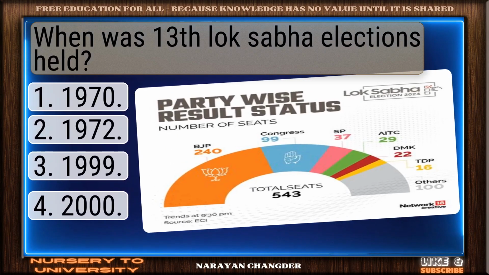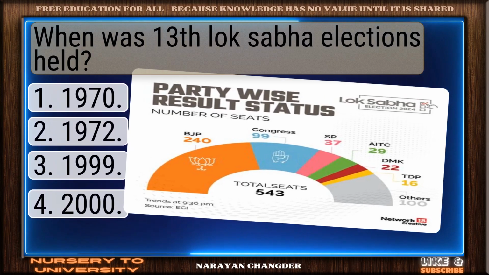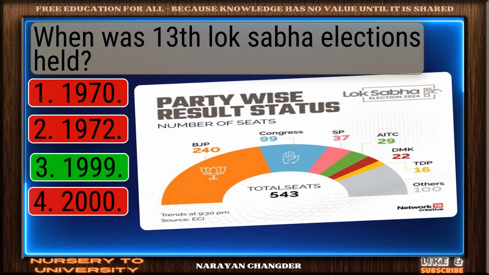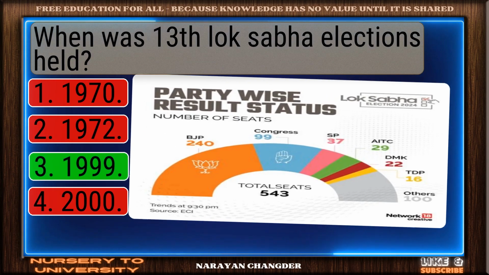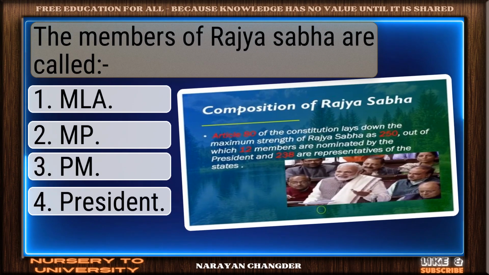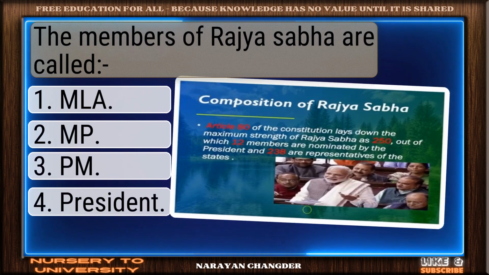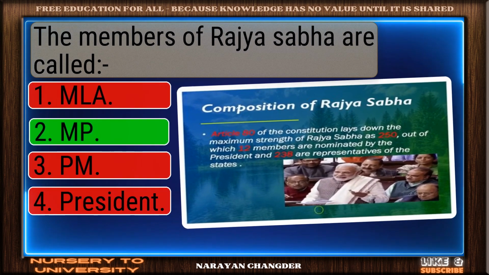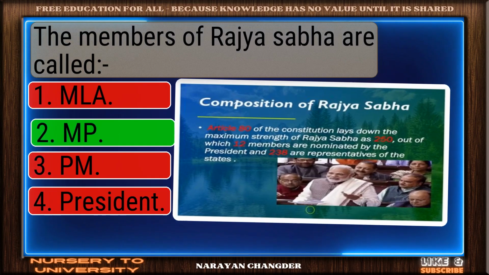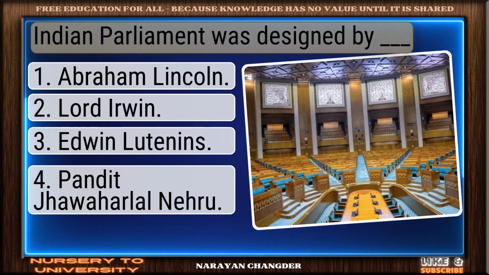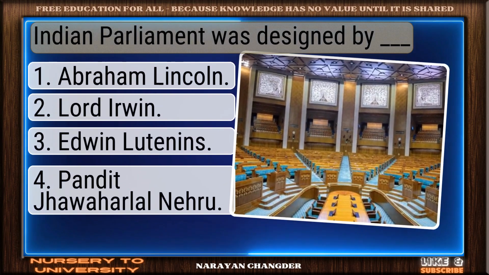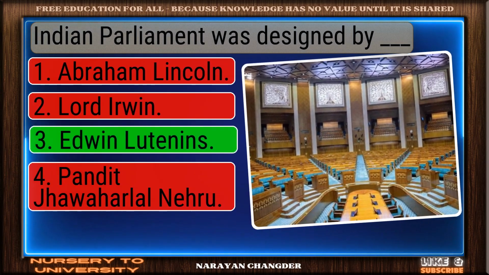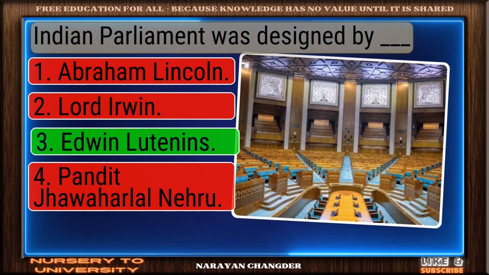Question number 167. When was 13th Lok Sabha elections held? Well done. 1999 is the right choice. Question number 168. The members of Rajya Sabha are called? Well reasoned. MP is the correct choice. Question number 169. Indian Parliament was designed by dash. Smart move. Edwin Lutyens is an accurate answer.